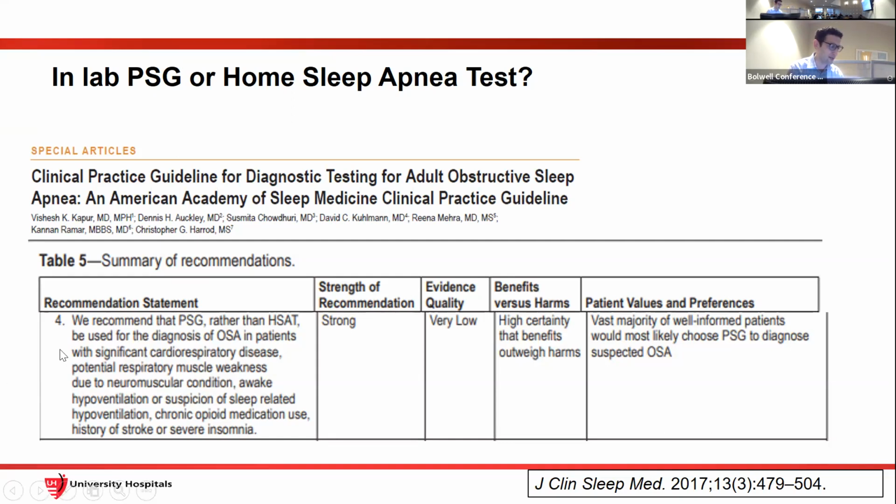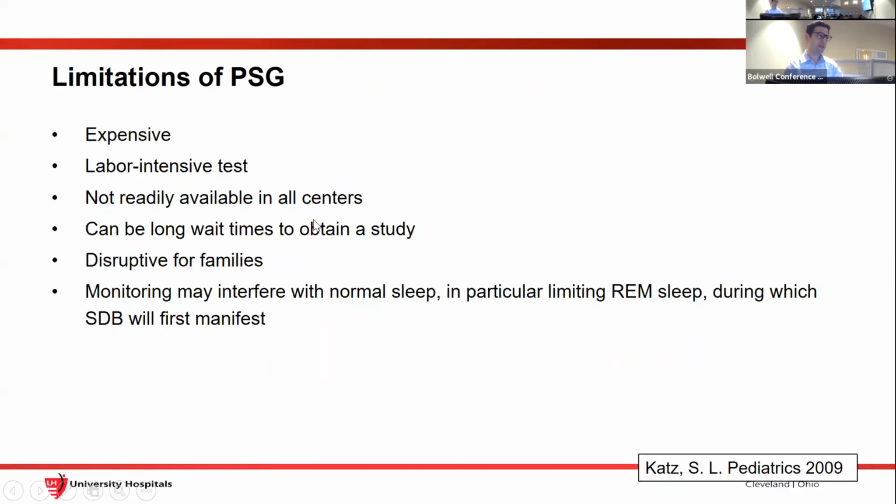And so here it says, we recommend that PSG rather than home sleep apnea test be used for the diagnosis of OSA in patients with significant cardiorespiratory disease, potential respiratory muscle weakness due to neuromuscular condition, awake hypoventilation, or suspicion of sleep-related hypoventilation, and so on. So should we do in-lab PSG or a home sleep apnea test? The recommendation is, if someone has neuromuscular disease, to do it in lab as opposed to home sleep apnea test.